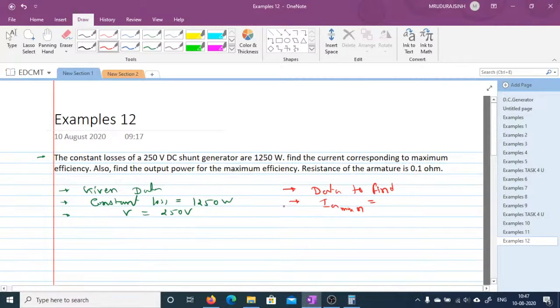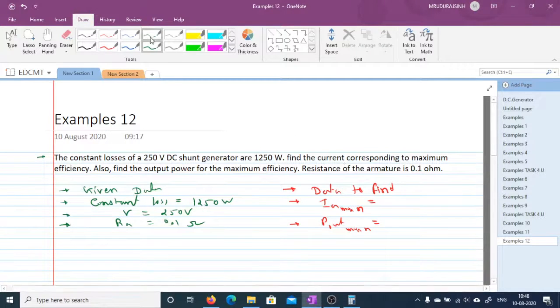Current corresponding to maximum efficiency. Also find the output power for maximum efficiency. So we need to find P out at maximum efficiency. The resistance of the armature is 0.1 ohm. So the armature resistance is given, Ra, it's 0.1 ohm. So this is what we have. And what do we need to find? We need to find current at maximum efficiency and power at maximum efficiency.